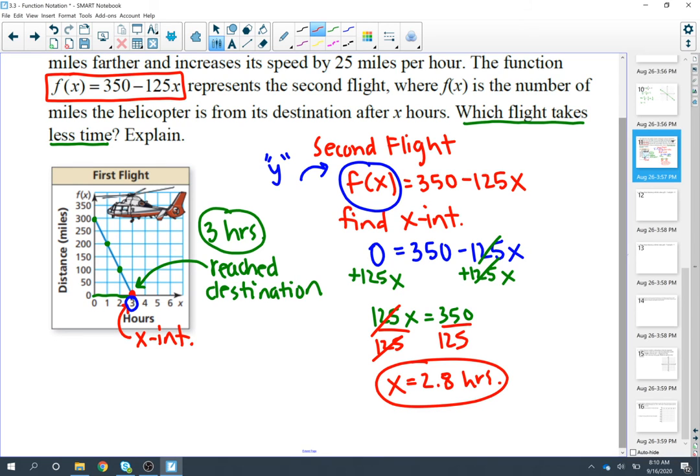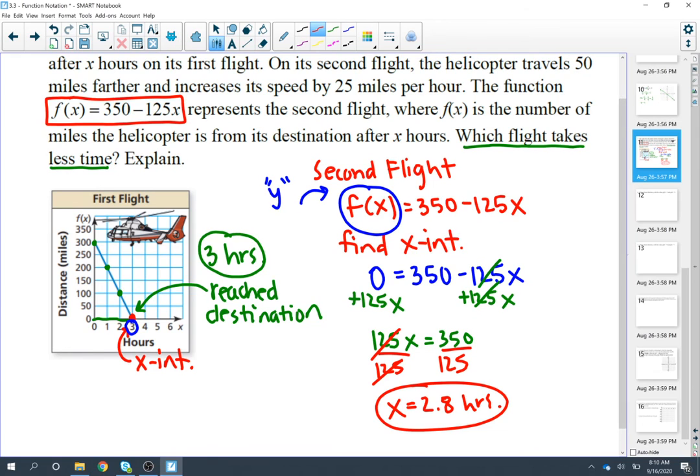So notice they said that our second flight actually increased its speed by 25 miles per hour. It did travel 50 miles further, but I guess increasing its speed by 25 miles per hour actually made it reach its destination quicker. So which flight takes less time? The second flight. So your answer here would be the second flight takes less time because 2.8 hours is less than 3 hours.